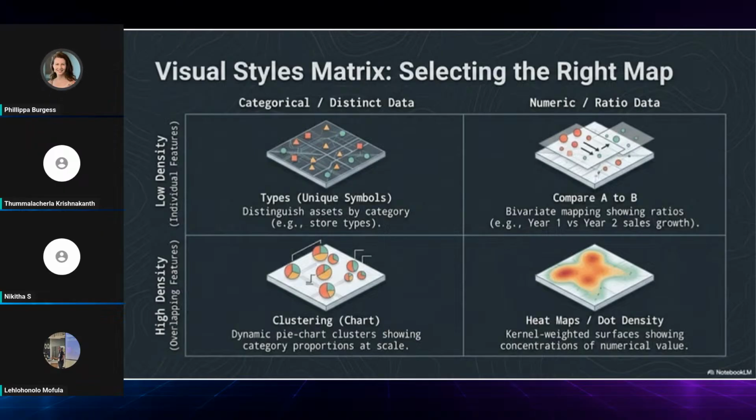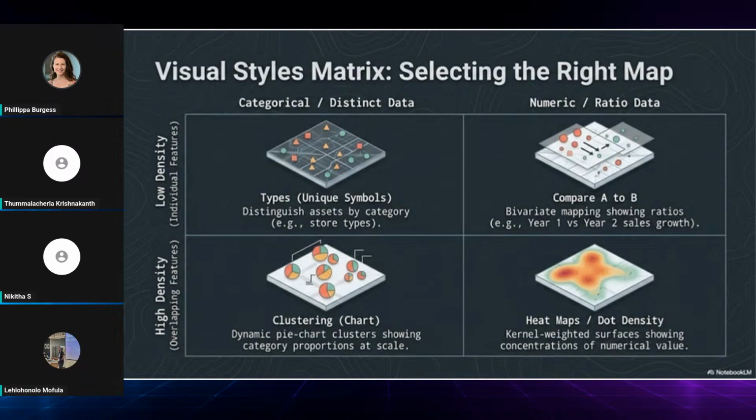And then on the right side, numeric and ratio data, compare. You can do bivariate maps where you compare the ratios of, say, year 1 versus year 2 sales growth. And then heat maps or dot density, so that kernel weighted surfaces show concentrations of numerical values. Now, again, we talked about heat maps being one of those types of data visualizations that can come from both vector data or raster data. In this case, we're doing vector data, where what you're looking at here would be a representation of points.